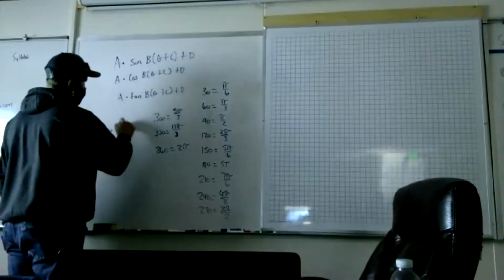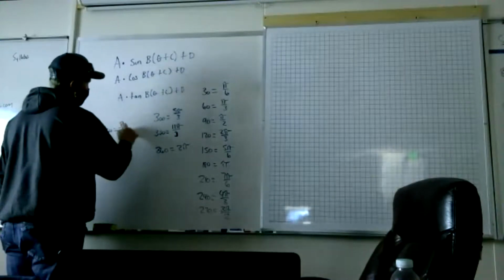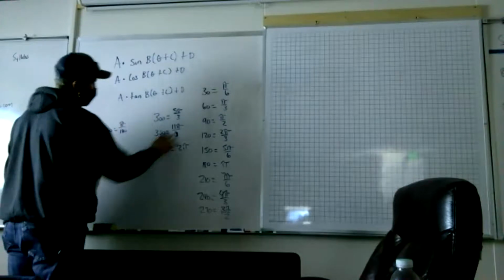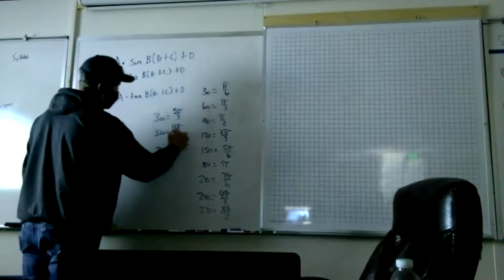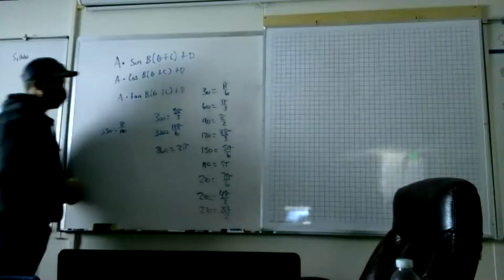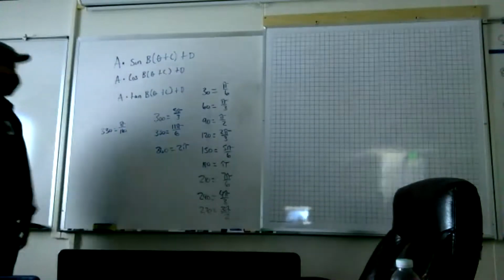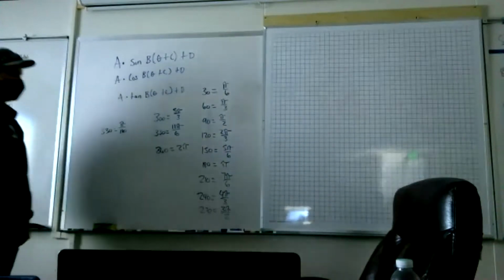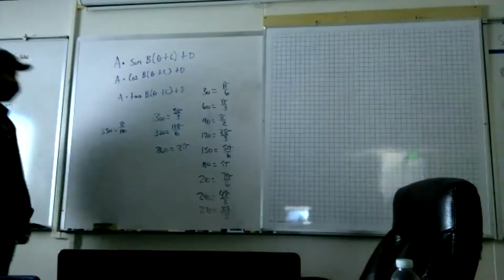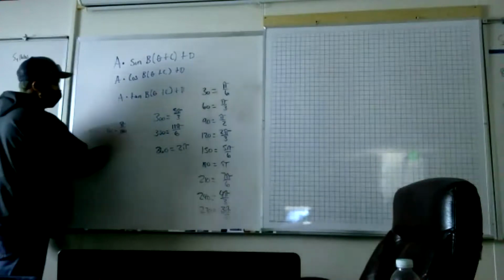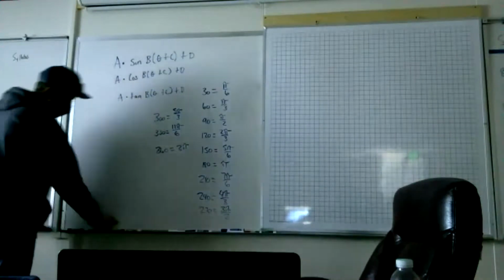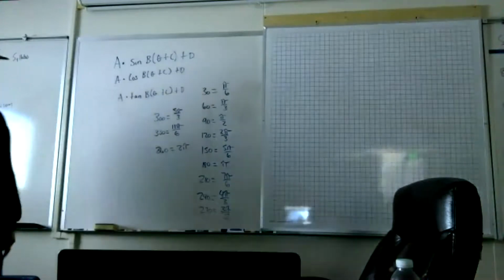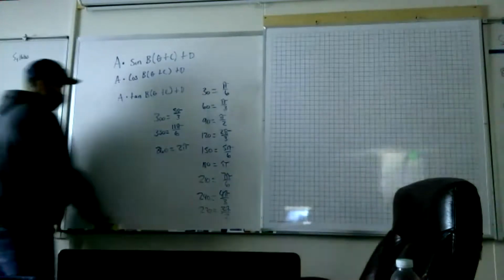30 times pi over 180. Oh, 11 pi over 6. Dang it. Not 11 pi over 3, 11 pi over 6. But it's okay. Should be better than that. All right then.